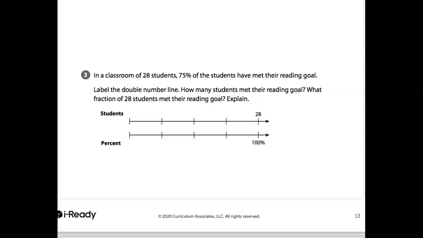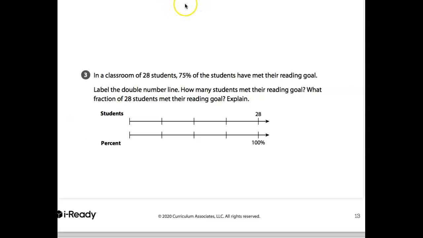Okay, let's look at number 3. In a classroom of 28 students, 75% of the students have met their reading goal. Label the double number line. How many students met their reading goal? What fraction of 28 students met their reading goal? Explain. All right, well, we're going to label our percents because we know how to do that here.